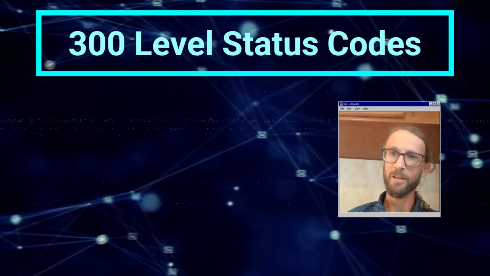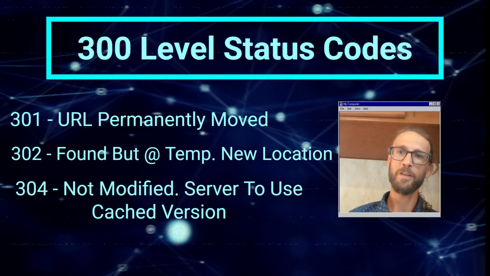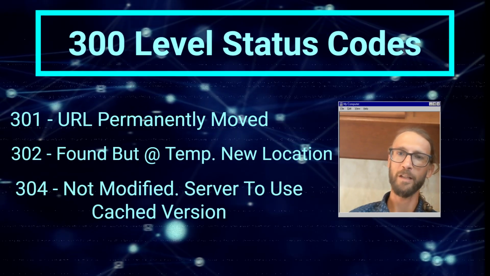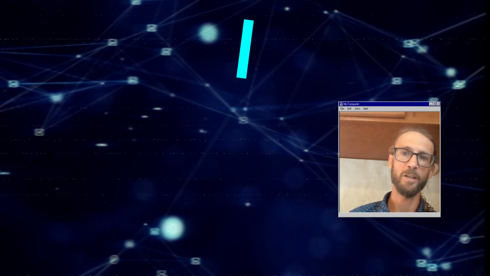300-level status codes mean that additional action is needed to complete the request. The request itself may be valid, but the resource could have been moved, been cached, or redirected. These responses often lead QA to take a closer look at the application's navigation and routing logic.